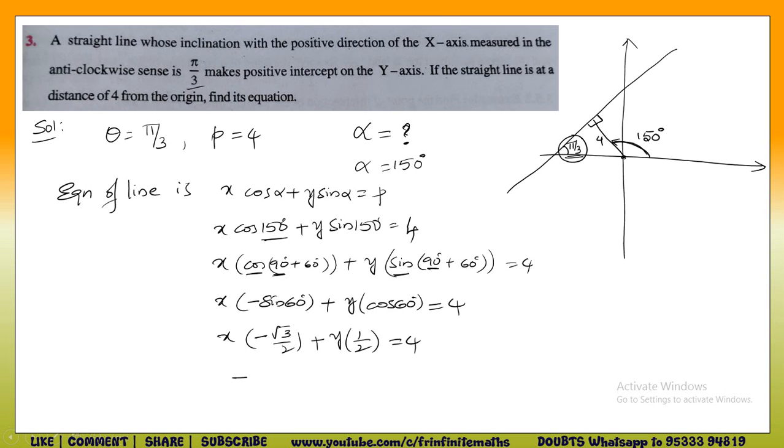So when I take the LCM and transpose, then I can write it as minus root 3x plus y is equal to 8. Now when I transpose everything to the right hand side, then I can write this as root 3x minus y plus 8 is equal to 0. So the answer is root 3x minus y plus 8 is equal to 0, which is my line equation, right? Moving on to the next question.